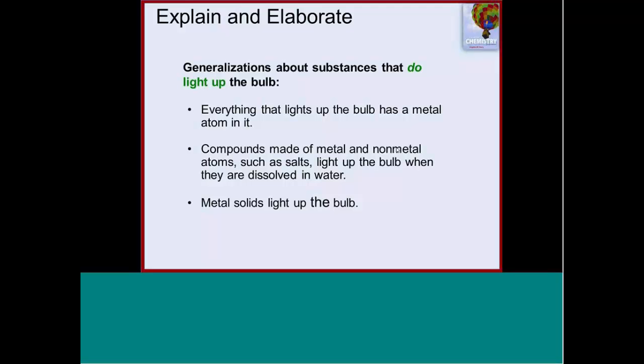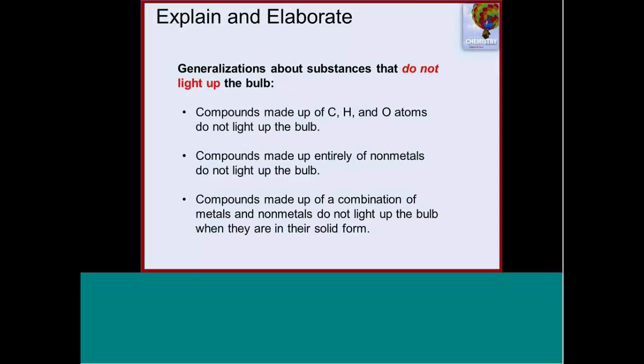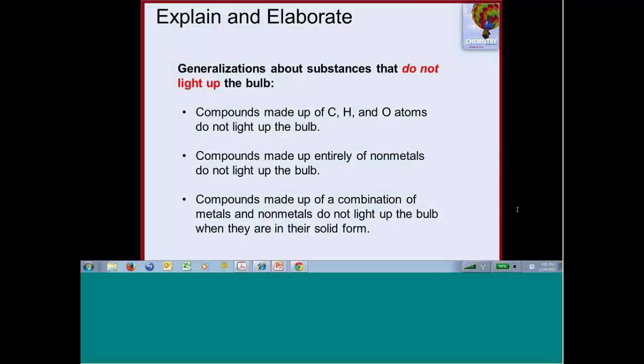And then if we go to the next one, we have some generalizations about what does not light up the bulb. Compounds made of carbon, hydrogen, and oxygen in general don't light up the bulb. Compounds made entirely of nonmetals generally don't light up the bulb. And compounds made up of a combination of metals and nonmetals don't light up the bulb when they are in their solid form. And so on the next slide, we end this.